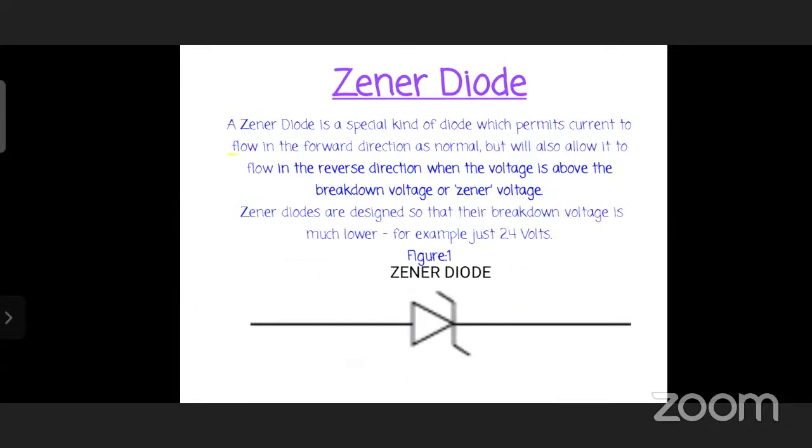Zener diode. A Zener diode is a special kind of diode which permits current to flow in the forward direction as normal, but it will also allow current to flow in the reverse direction when the voltage is above a certain value, which is known as the breakdown voltage or simply Zener voltage. This is a representation of the Zener diode.